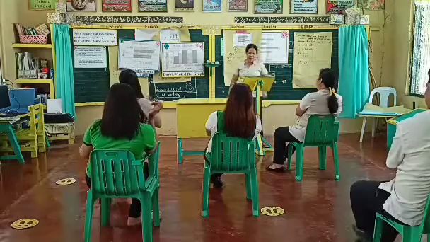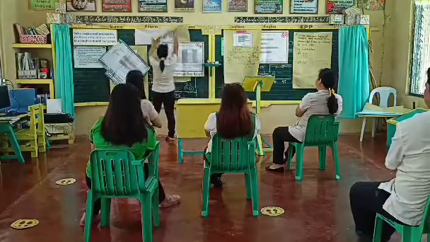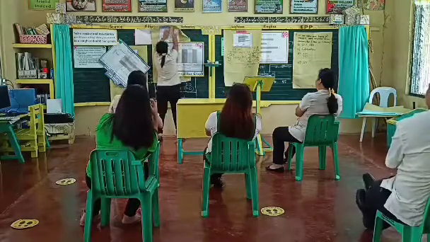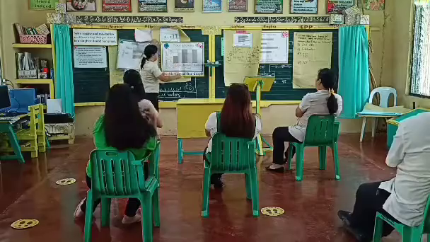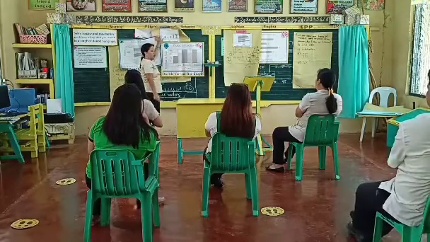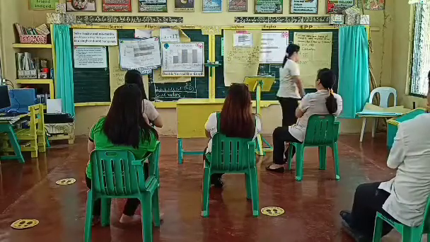How many pupils like chicken? 35. 20 and 15. So, there are 35.